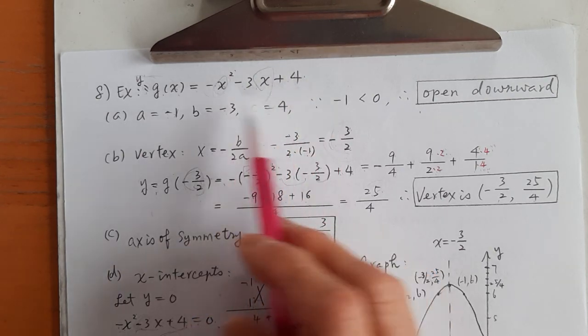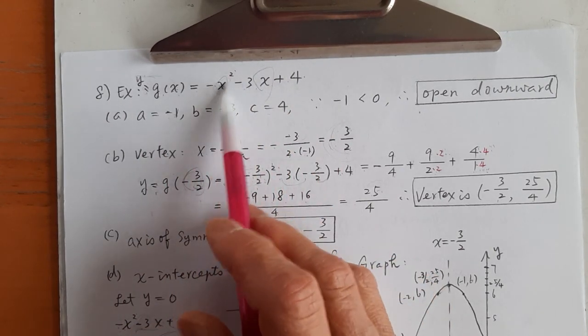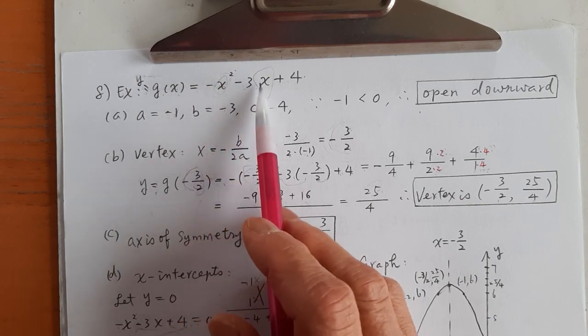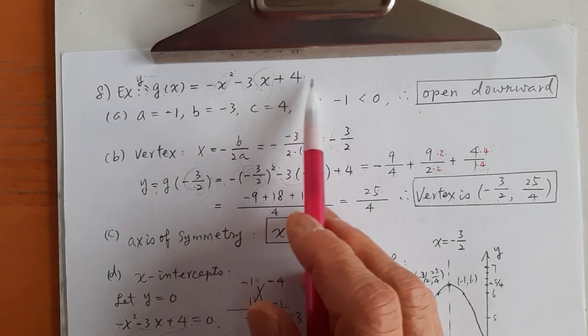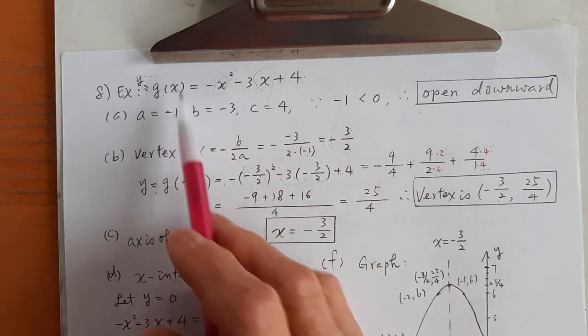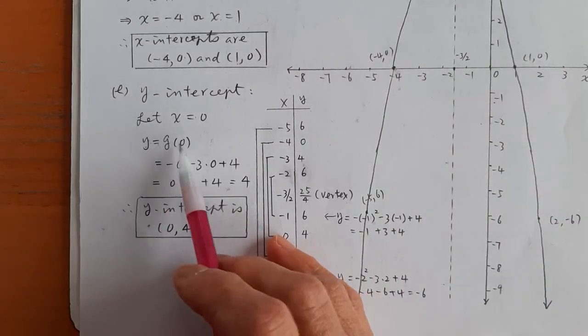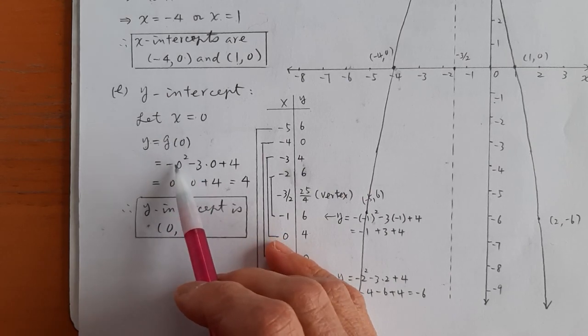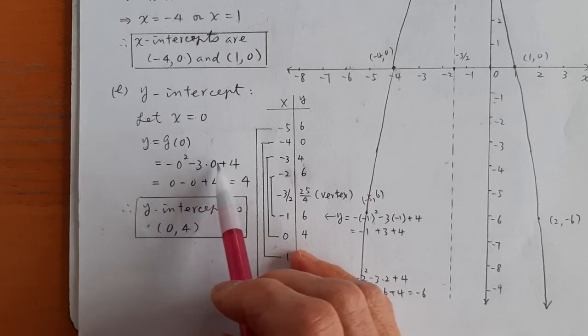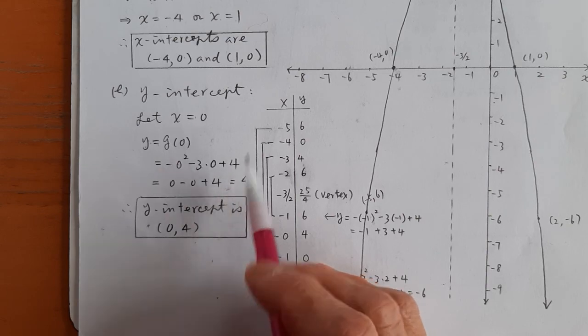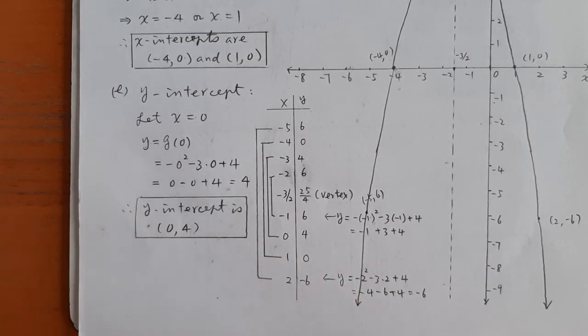So y should be equal to 4 when x is 0, because x squared is 0 and -3x is 0. Add 4, so y equals 4. So when x equals 0, y is 4. So the y-intercept is (0, 4).